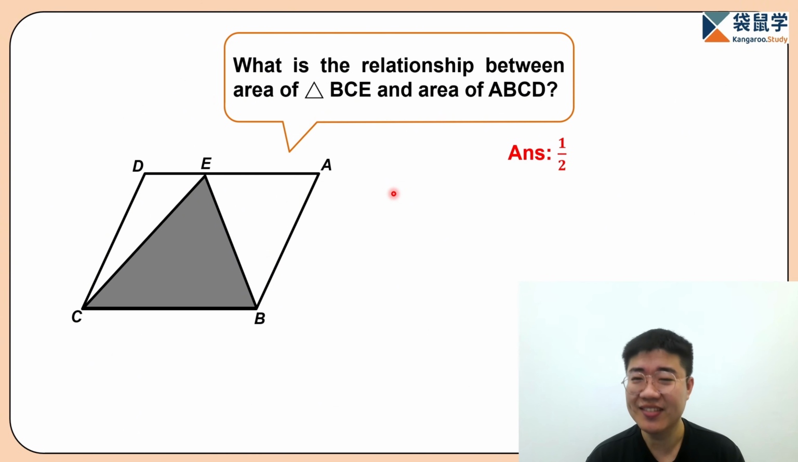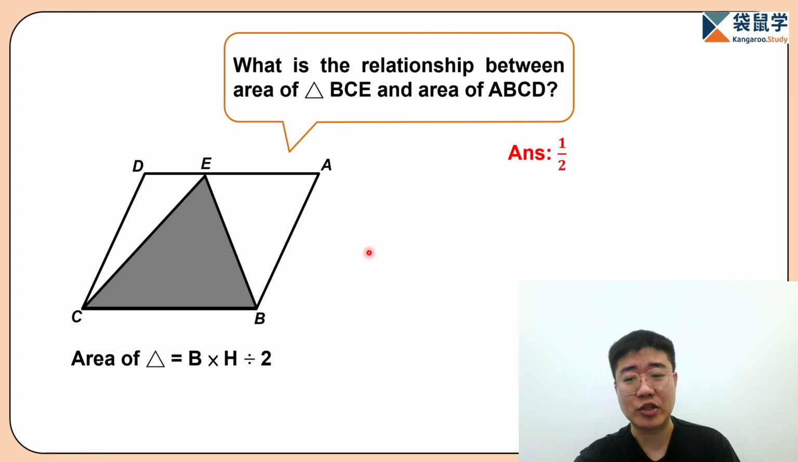So now knowing that the shaded is also half, my question for you is, can we also explain using the area formula? So let's check. The area formula is base times height divided by 2. Now in this figure, this is the shaded triangle BCE. So let's label the base BC.